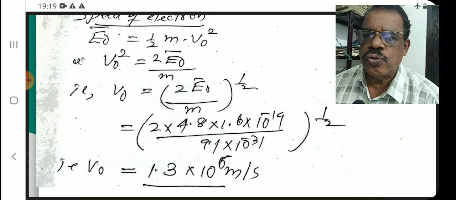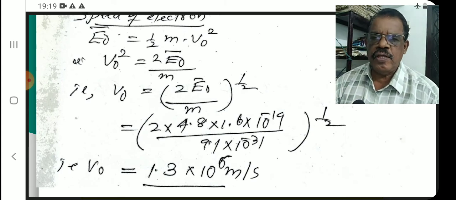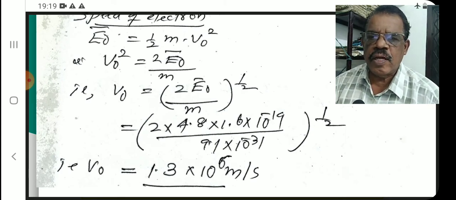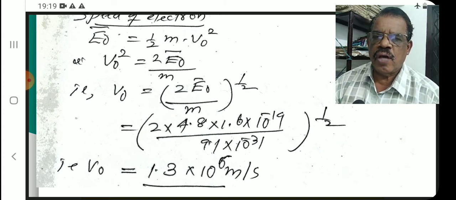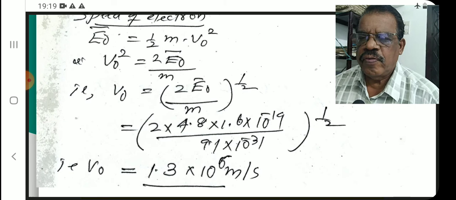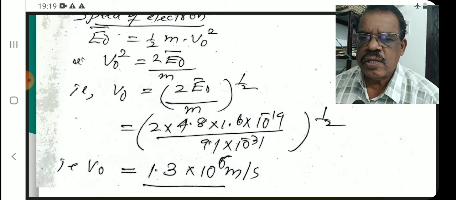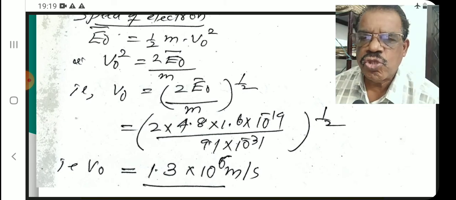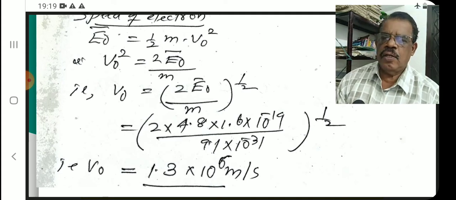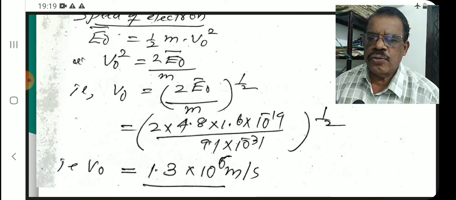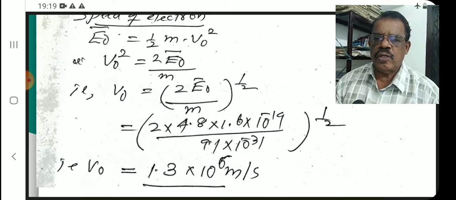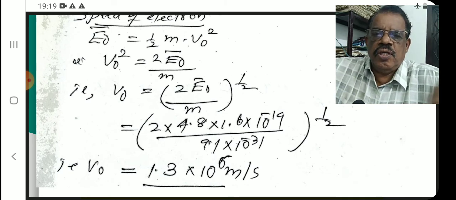Therefore, V0 is 2 into 4.8 into 1.6 into 10 raised to minus 19 by 9.1 into 10 raised to minus 31, the whole raised to half. That is a root. On calculation, we get V0 equal to 1.3 into 10 raised to 6 meter per second. So the speed of the electron at 0K, V0, is 1.3 into 10 raised to 6 meter per second.